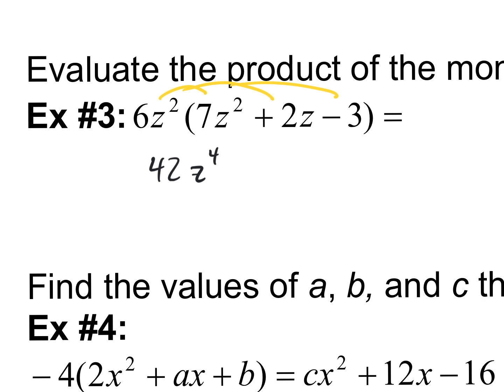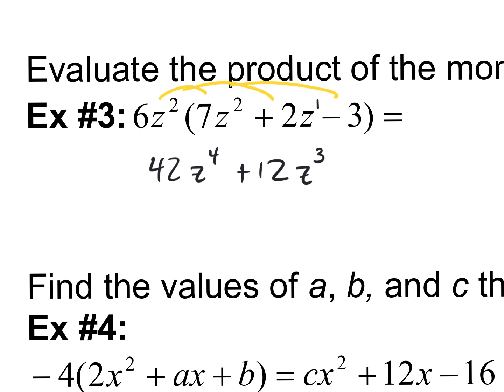All right, now we're going to do 6z squared times 2z. Well, 6 times 2 is 12. And z squared times z, you could think of this as z to the 1. When there's no exponent there, you think of it as a 1. So z squared times z to the 1 would become z to the 3rd.